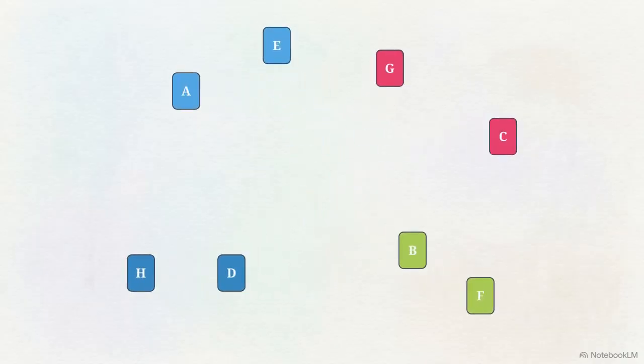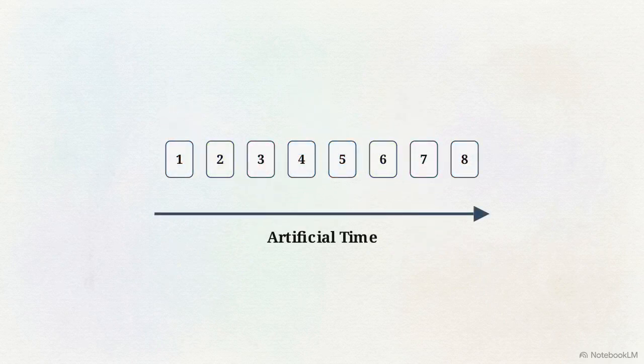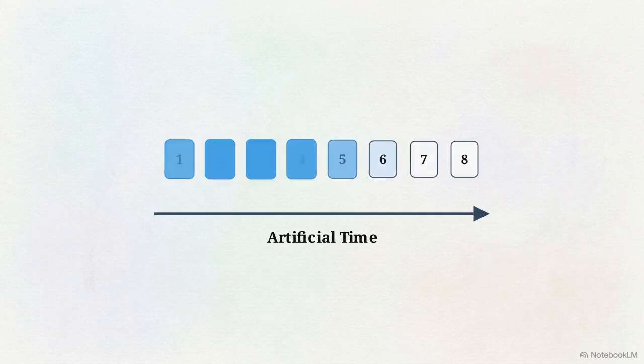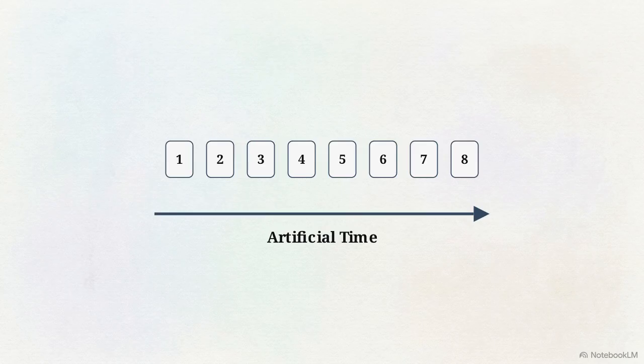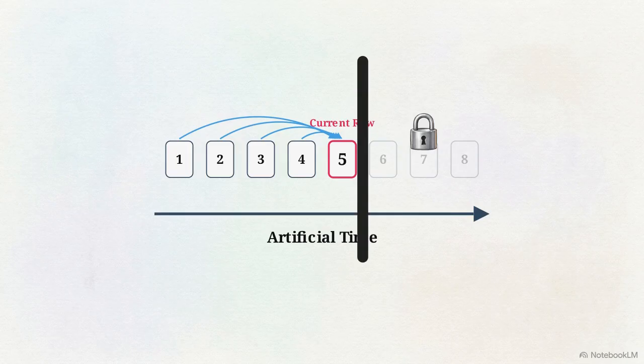CatBoost shuffles the dataset and imposes an artificial time axis over the rows. Under this artificial time, a row can only be encoded using the target labels of the rows that preceded it in the sequence. Row 5 is encoded using the information from rows 1 through 4. Rows 6 and beyond remain inaccessible. By enforcing a strict historical sequence, ordered target statistics algorithmically seals the leak. It makes it impossible for a row to consult its own future.